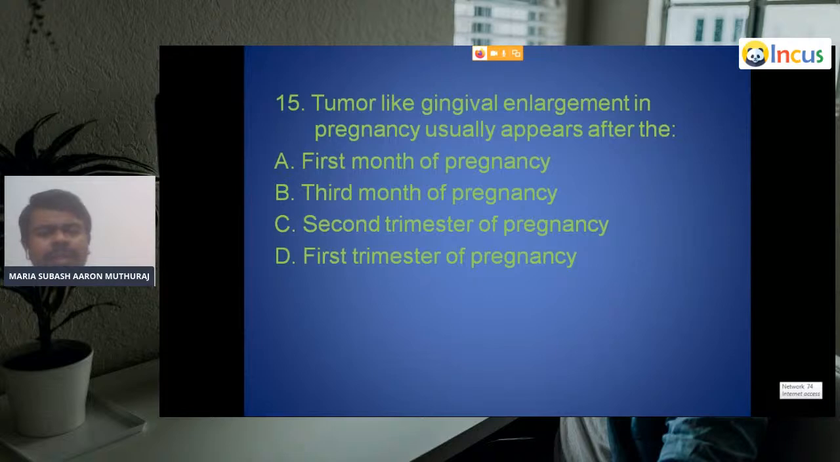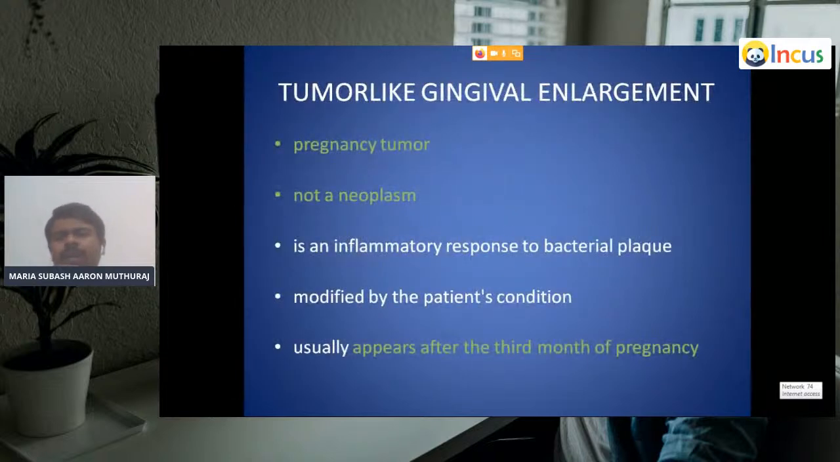Tumor-like gingival enlargement in pregnancy usually appears after the first month of pregnancy, third month of pregnancy, second trimester of pregnancy, or first trimester of pregnancy. Tumor-like gingival enlargement in pregnancy is also called angiogranuloma, or pregnancy tumor.